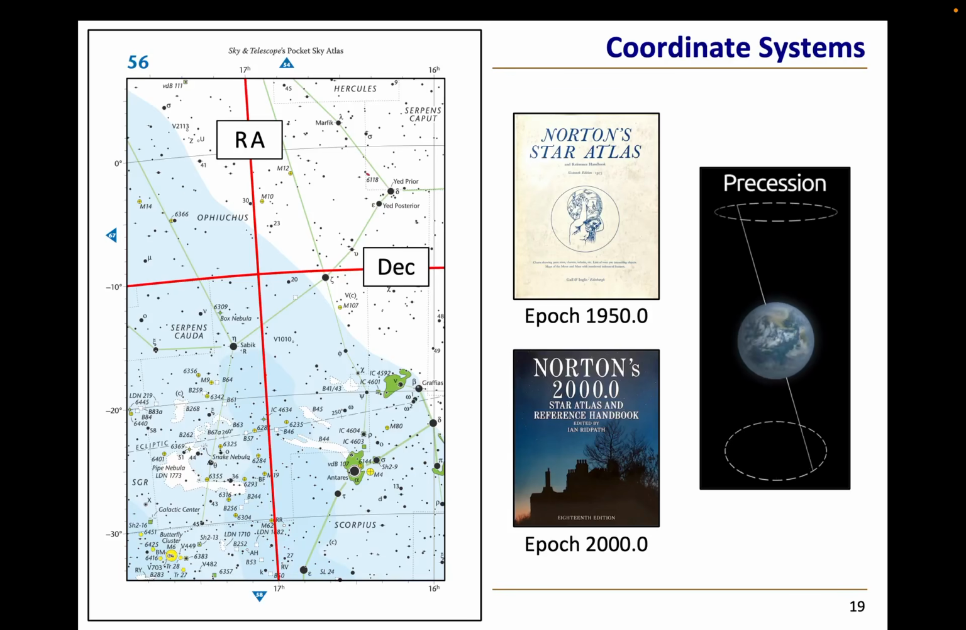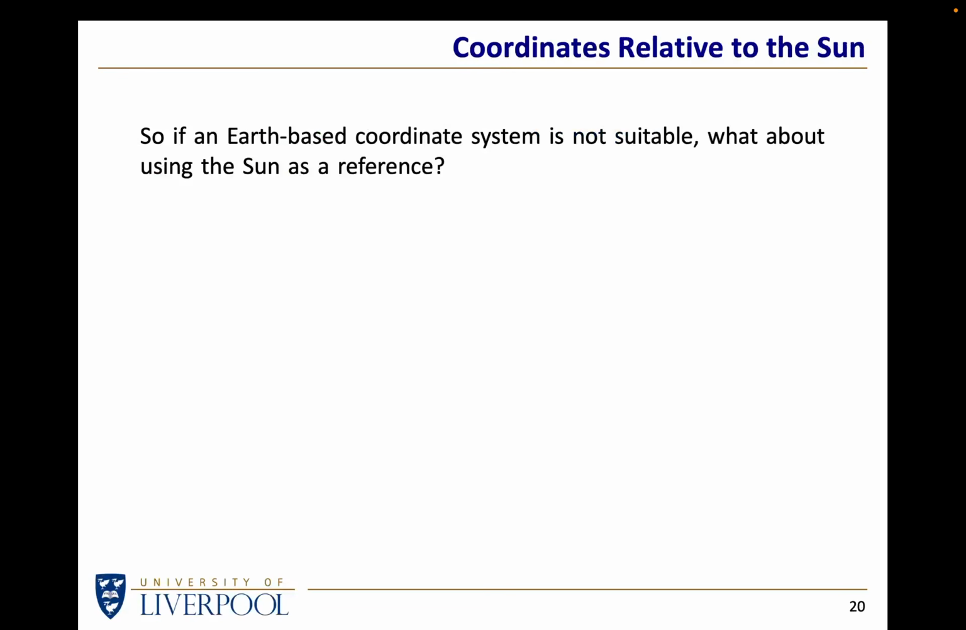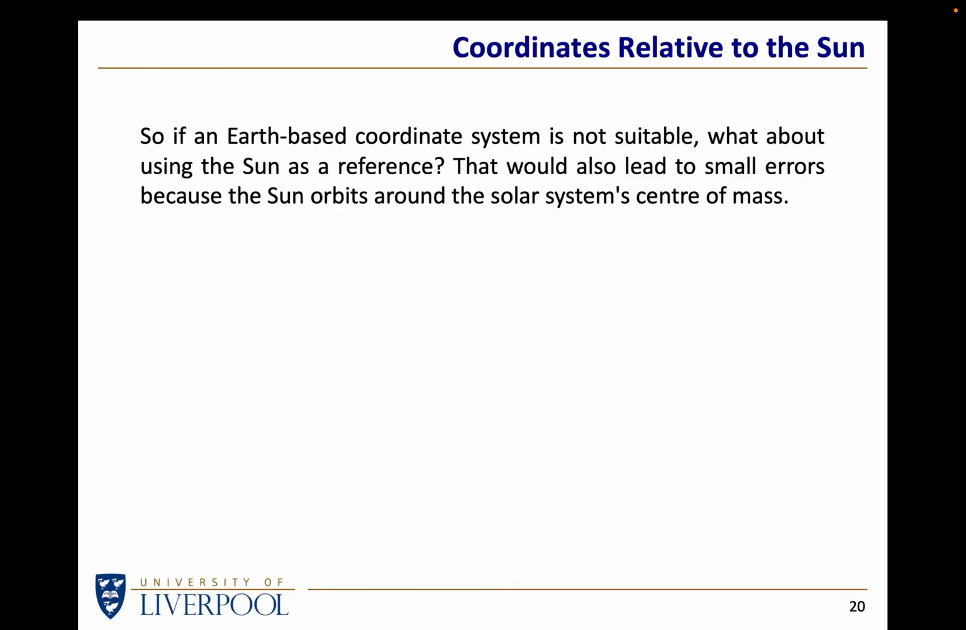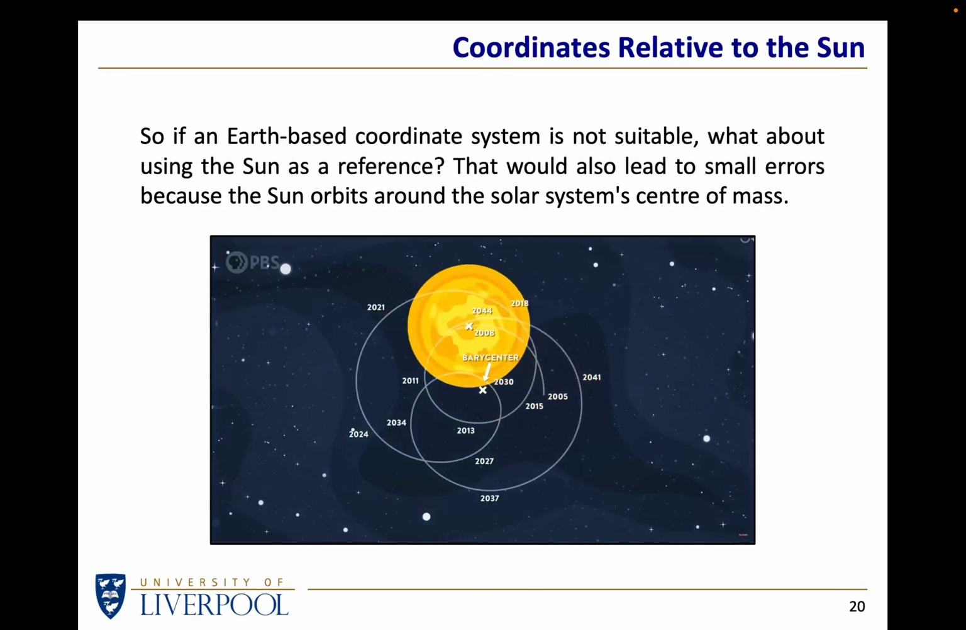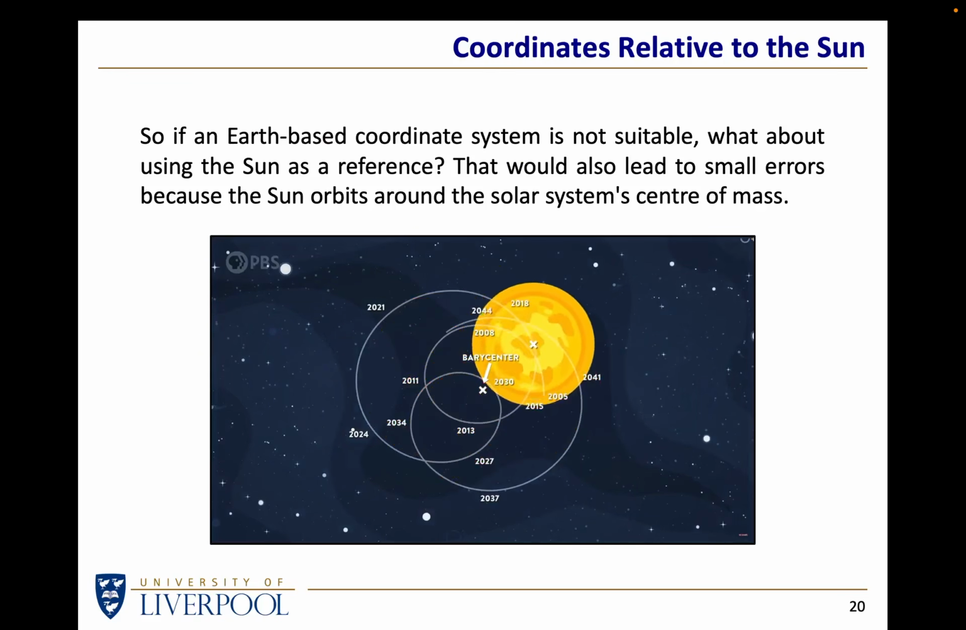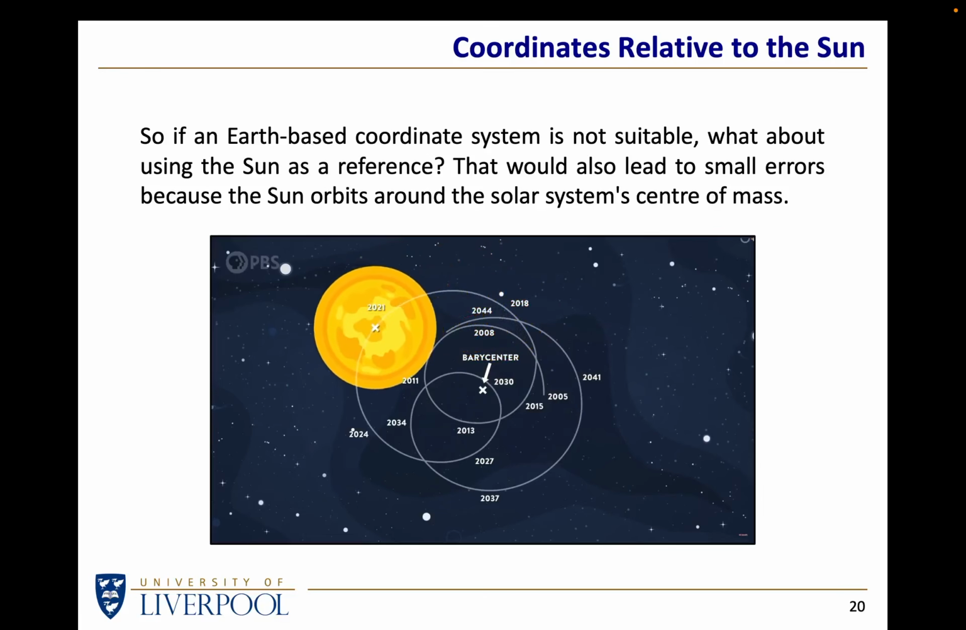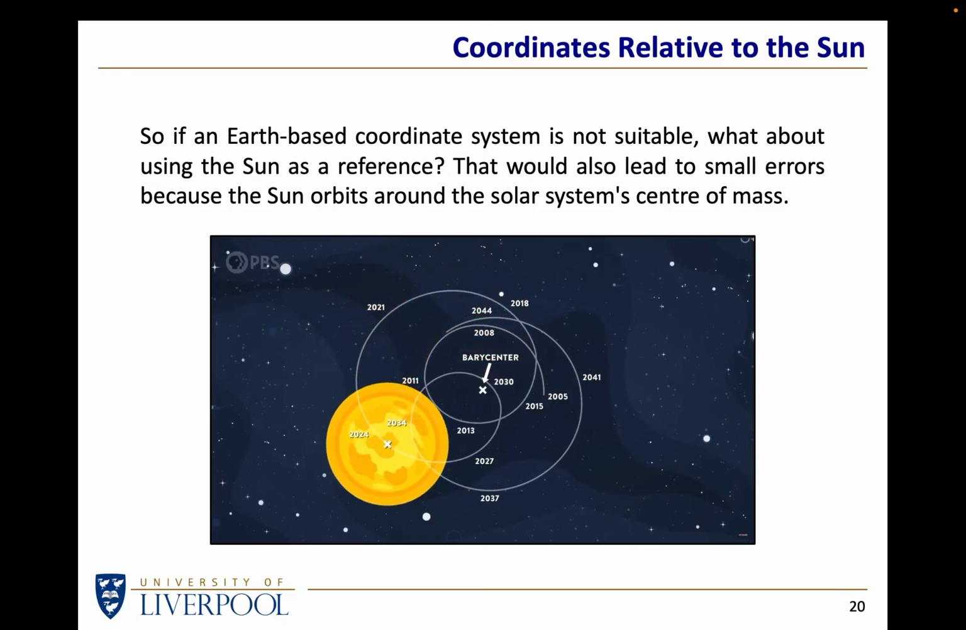So Earth-based coordinates are not good. Okay, so if you can't use Earth-based coordinates, why not take the Sun as a reference? That might seem more logical, but even that would lead to small errors because the Sun does actually move in the solar system. This particular animation is simply slowing down so we can see it a little more clearly.